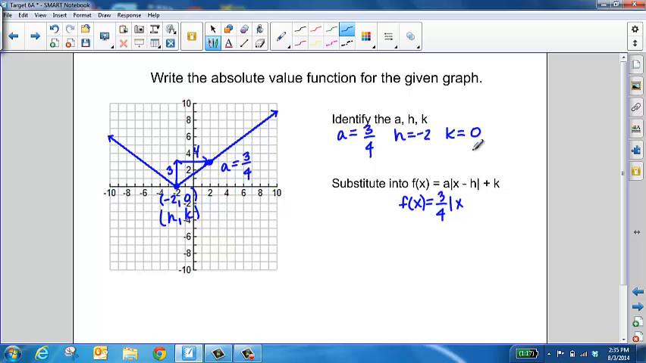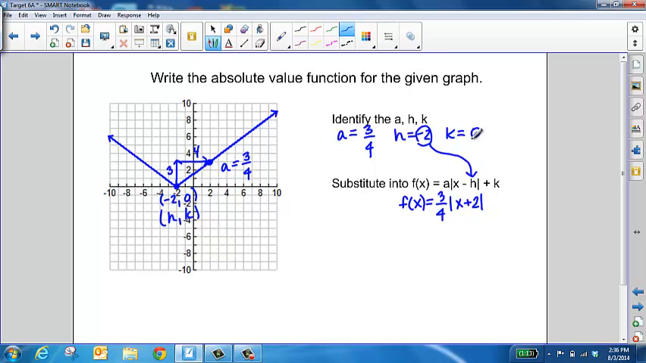Now we want to be careful, because if we take this h equals -2 and substitute it in where there's already a subtraction sign, that subtraction is going to turn into an addition, because we would really have minus a negative, which would change to adding the opposite, which would become plus positive. So we're really going to end up with x plus 2.